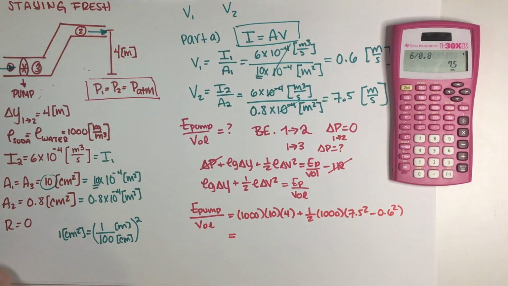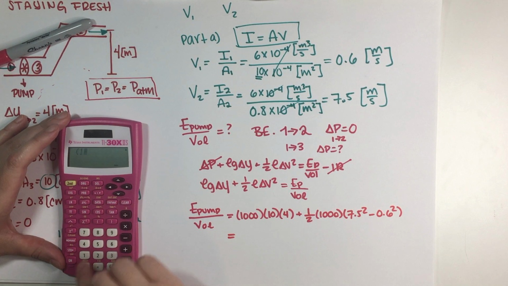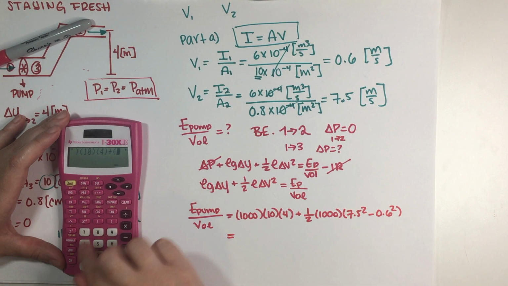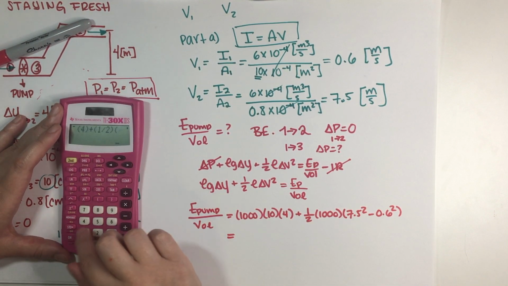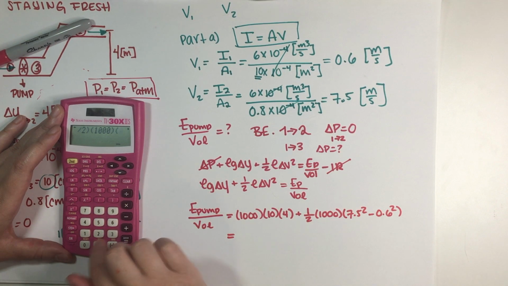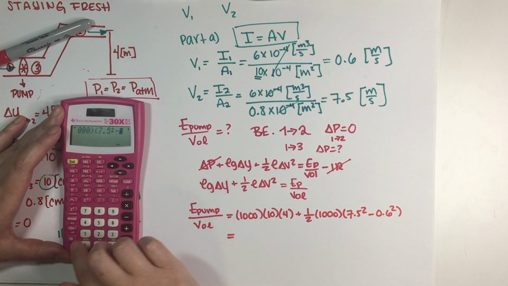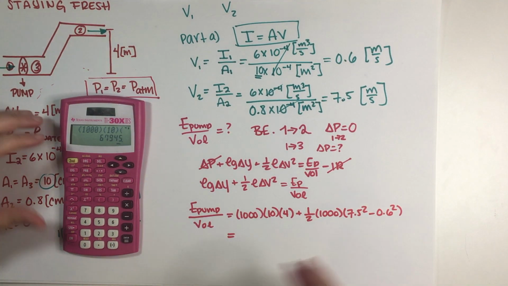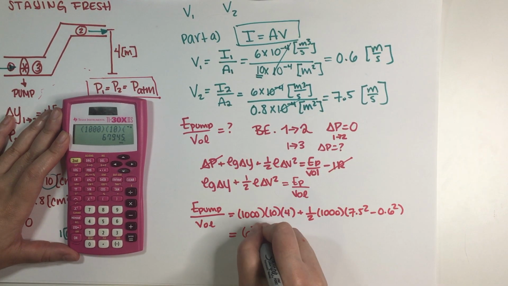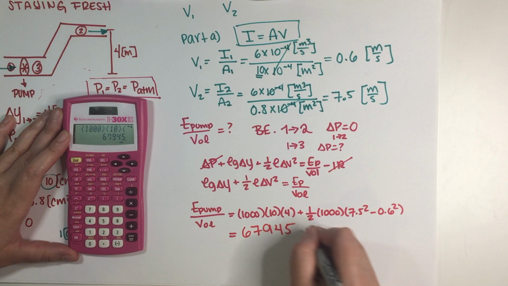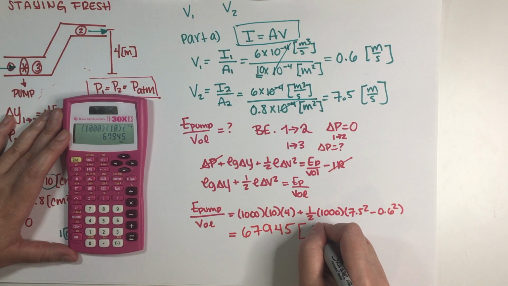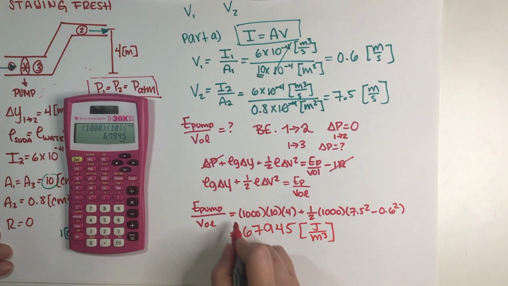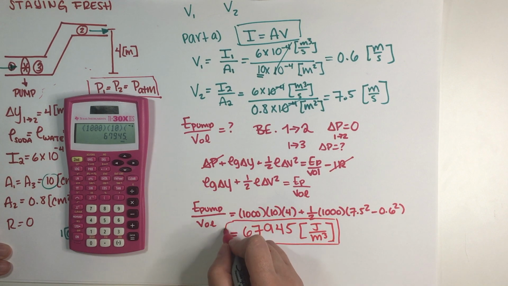So let's just go ahead and get that number. So this is 1,000 times 10 times 4 meters plus 1/2 times 8,000 times 7.5 squared minus 0.6 squared. There we go. So I'm just going to copy my numbers, 67945, and this is, you know, joules per meter cubed, or pascals, or whatever you want. Both of them are the exact same thing, but this is the final answer over here.